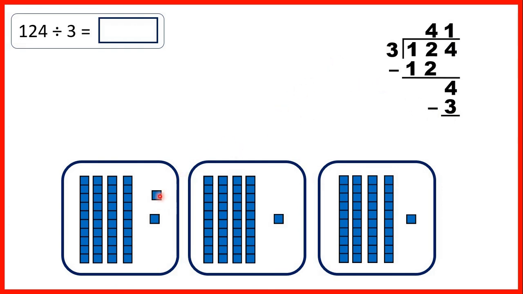But we can't share out this 1, because when we divide, we need to make equal groups. So 4 minus 3 is 1, and that tells us that we have a remainder of 1. So our answer is 41 remainder 1.